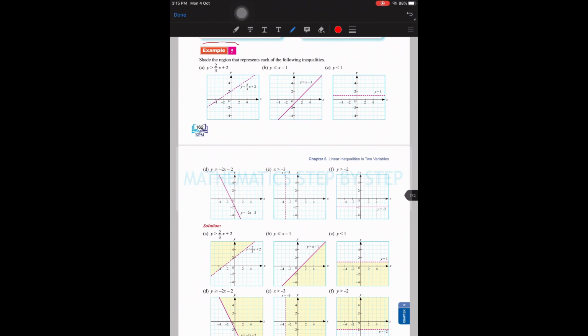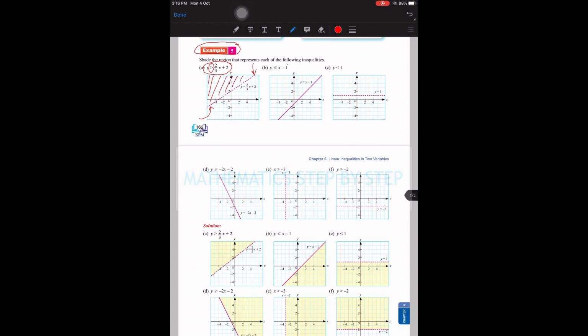So let's look at example 5. Shade the region that represents each of the following inequalities. So y is greater than 2 over 3x plus 2. The straight line is given, so we don't even need to draw the straight line. It is greater than in this case, so we can see that they use a dotted line to represent the straight line. Greater than is the region above the straight line. It should be here.